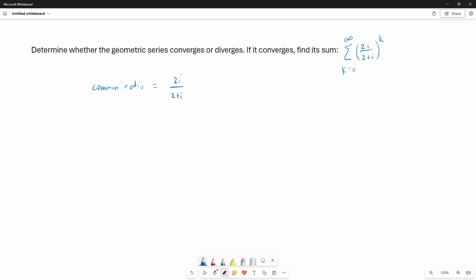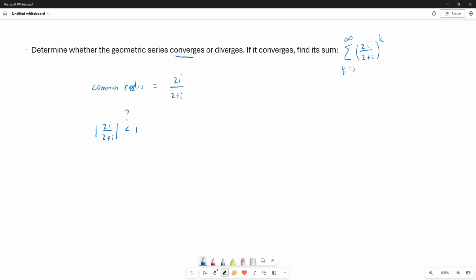And a geometric series converges if the modulus of the common ratio is less than 1. So it looks just like the condition for a real series, except instead of the absolute value of the common ratio, it's the modulus of the common ratio. So what is the modulus of our common ratio?